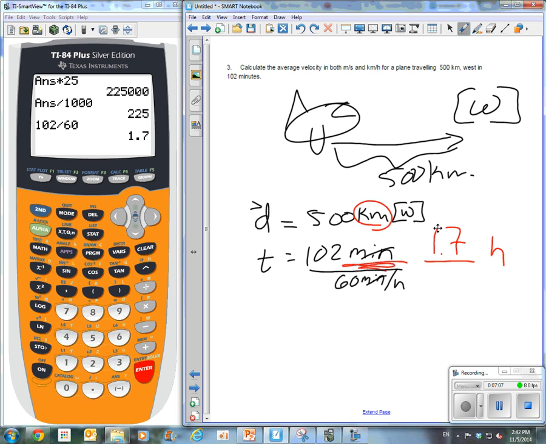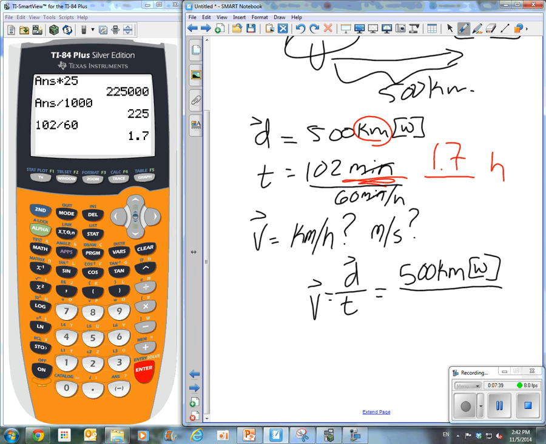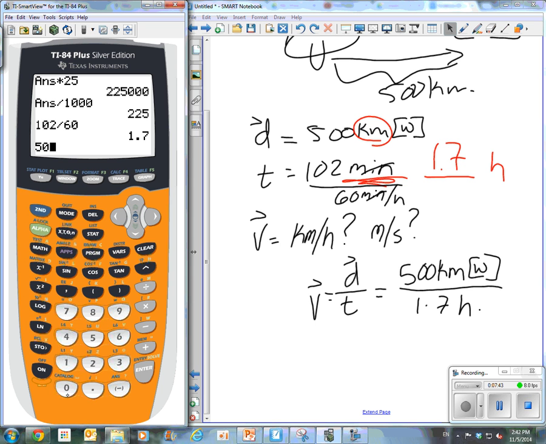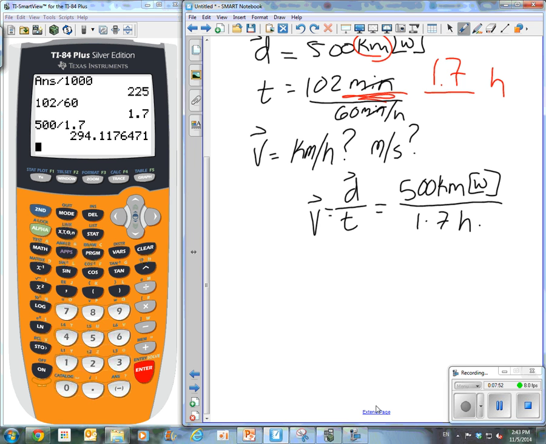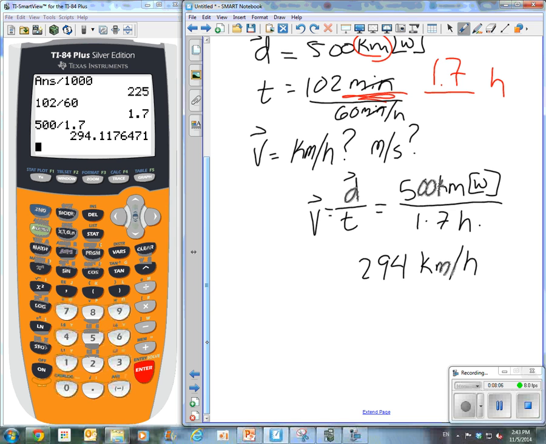So now I'm looking at what the question is asking me for, which is velocity in kilometers per hour. Perfect, because I have both of those. And it's asking for it in meters per second, which I can calculate after. So velocity is equal to displacement over time. I don't have to rearrange this because it's already solving for the velocity. So I've got 500 kilometers west divided by 1.7 hours. So 500 divided by 1.7, I get 294 kilometers per hour. Three significant figures, 3 and 3, perfect. So my answer is in the correct number of significant digits, and I would have to say also this is west. So that's the number of kilometers per hour.